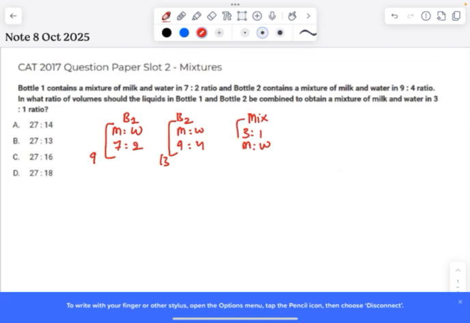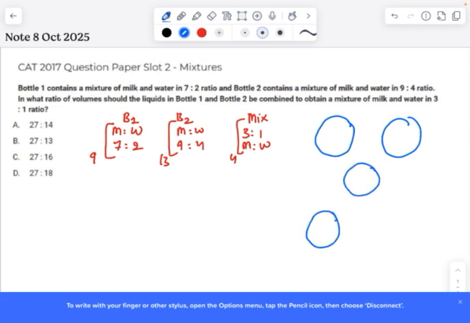And in total it has 4 parts. So what we can do is, we can solve this from the mixture and alligation method. For that you need to draw 5 circles: 1, 2, 3, 4 and 5. So this is for bottle 1, this is for bottle 2, and this is for the mixture.